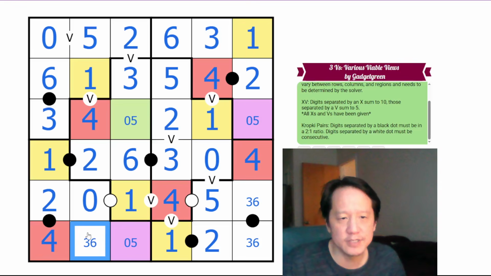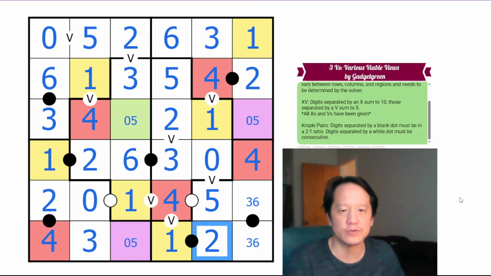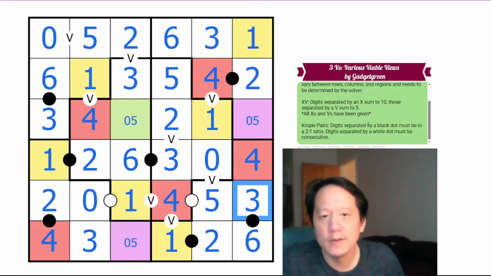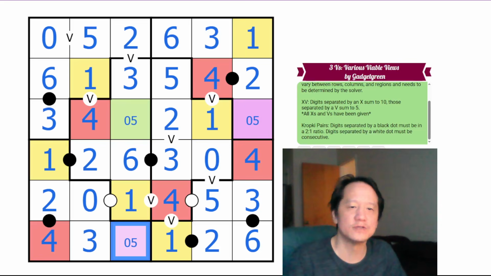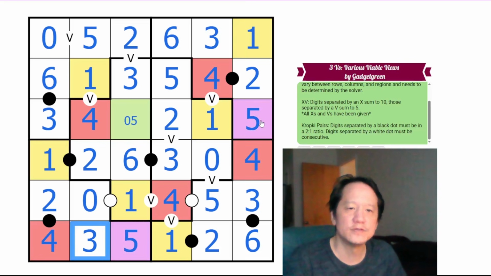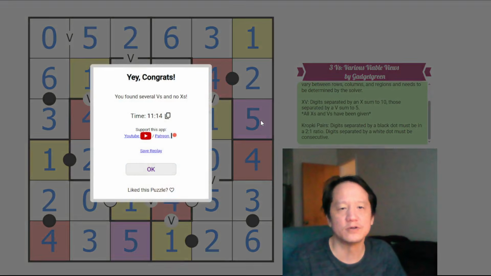This cannot be 6 because there's no X in between them, and they would add up to 10 if that were the case, so this is 3, which makes this 6, makes that 3. How do we differentiate between these? This 0 eliminates 0 in the rest of the region. So the pinks are 5s, and the green is a 0.